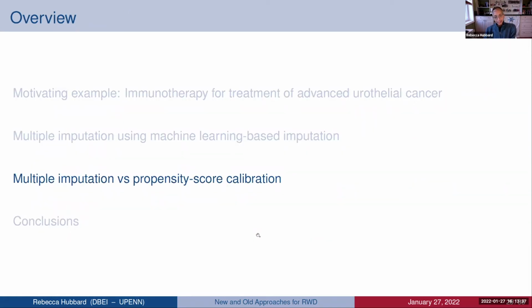So the second investigation that we undertook essentially asked the question of whether or not we should even be doing this multiple imputation based method to address missingness, or whether there's an alternative that's possibly more computationally efficient.